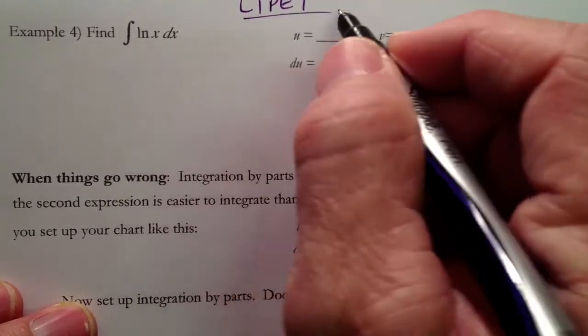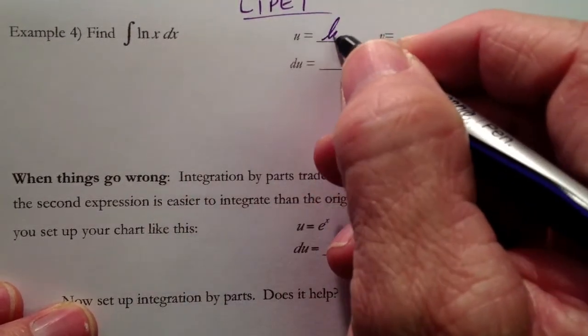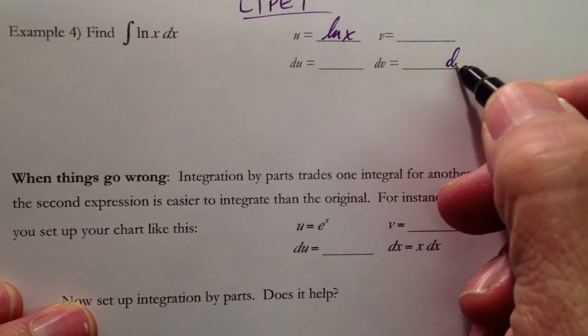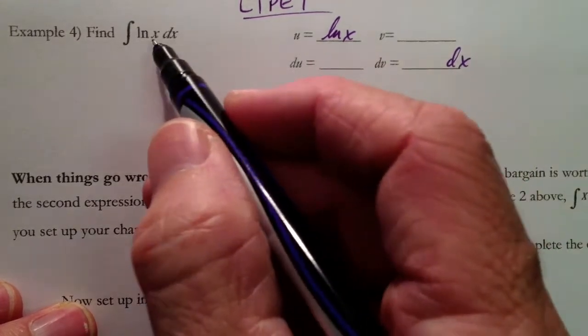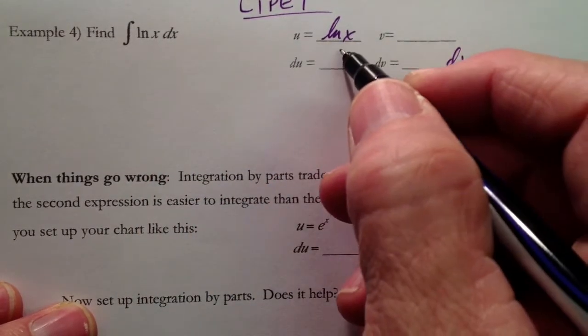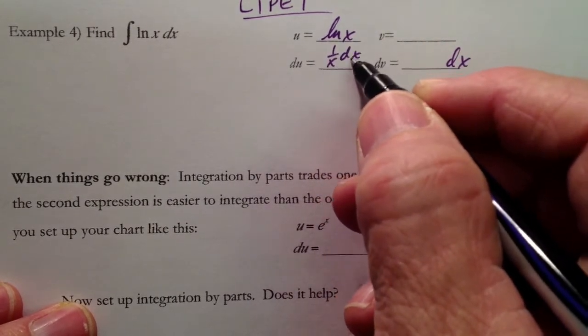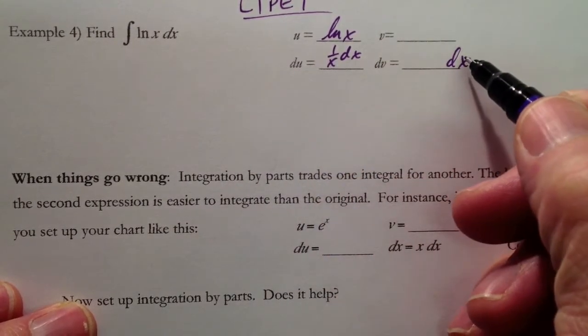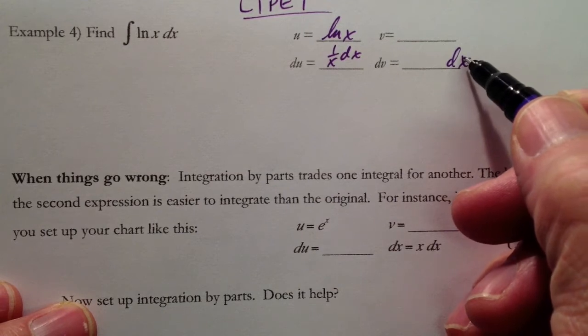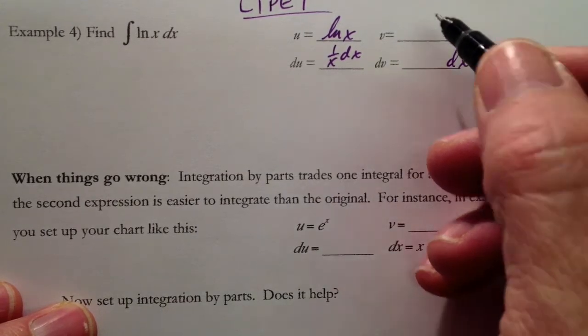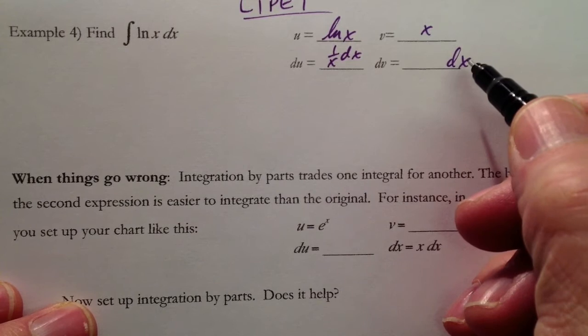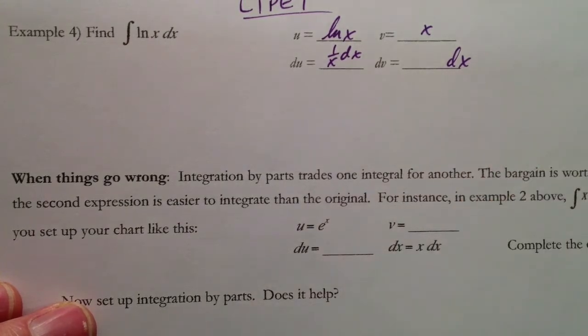So LIPET, I think by now you've got that. Logs, yes, we have log. dx always goes there, but look, there's nothing else. So we know that the derivative of ln of x is 1 over x dx. We know the antiderivative of dx is just x, right? And so we do our same thing.